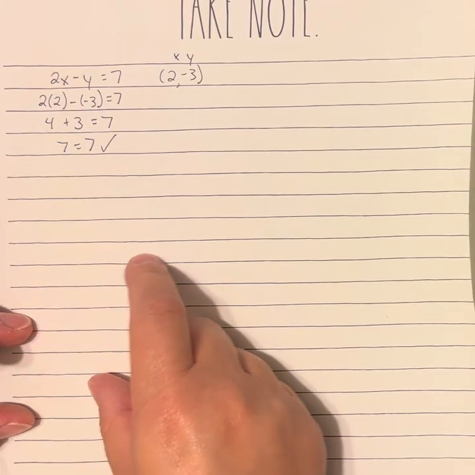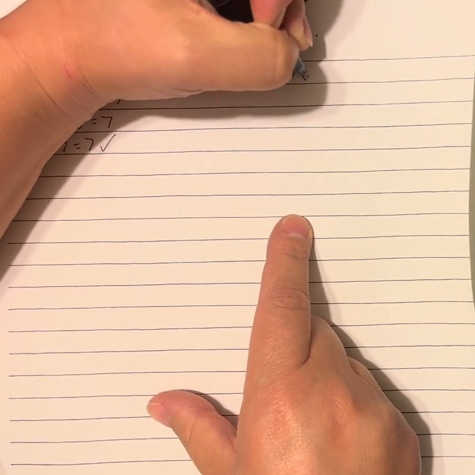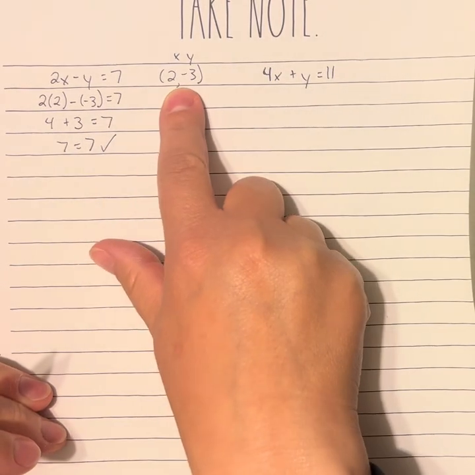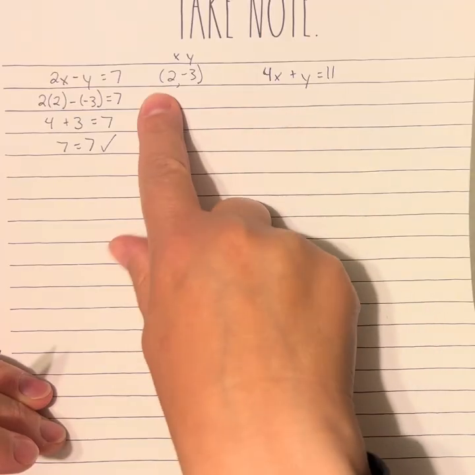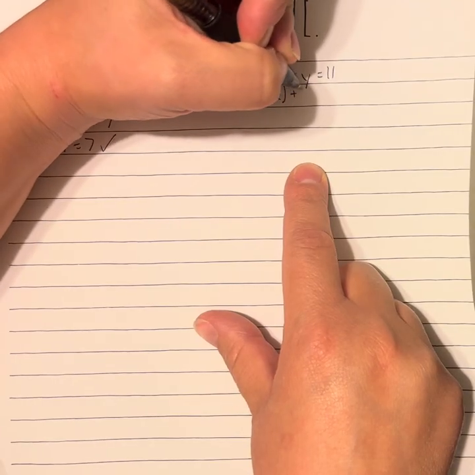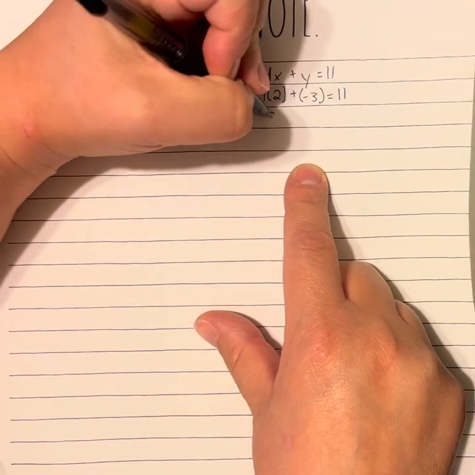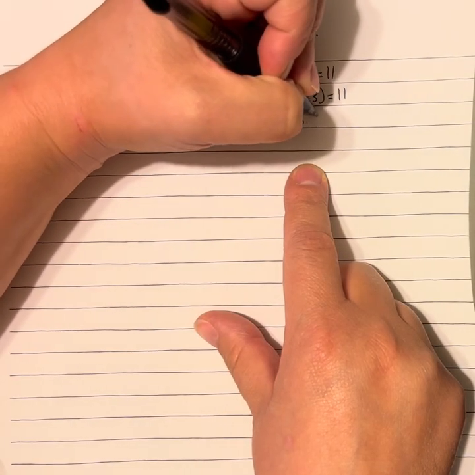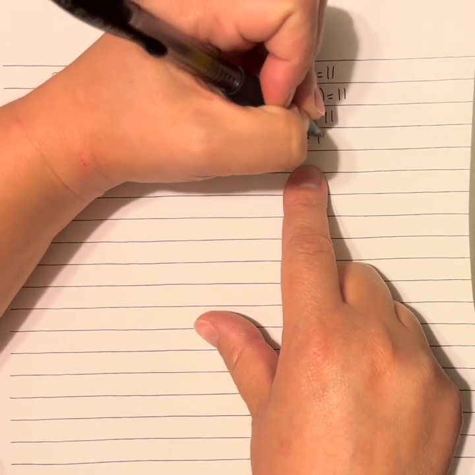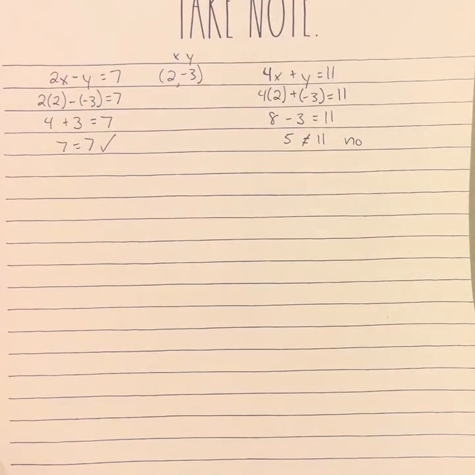Another example is 4x plus y equals 11. Same question, is the point (2, -3) on this line? So again, 2 is our x. So we're going to take the x out, plug in a 2. Y is -3. 4 times 2 is 8. Adding a negative is the same thing as subtracting. And 8 minus 3 is 5. 5 does not equal 11. So no, that is not on the line 4x plus y equals 11.